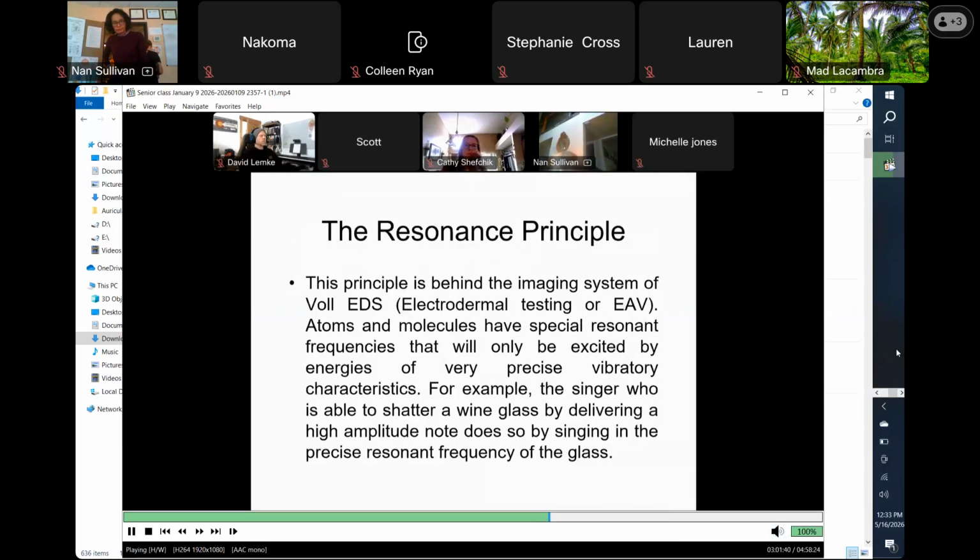The principle is behind the imaging system of VOLEAS. I'm sorry, went the wrong way.